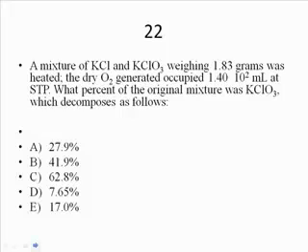22. We have a mixture of potassium chloride and potassium chlorate. The total mass of the mixture is 1.83 grams. We heat it, and the dry oxygen generated occupied 1.40 times 10 to the second milliliters at STP. We want to know what percent of the original mixture was potassium chlorate, which decomposes as follows. And again, you have that equation on your handout.